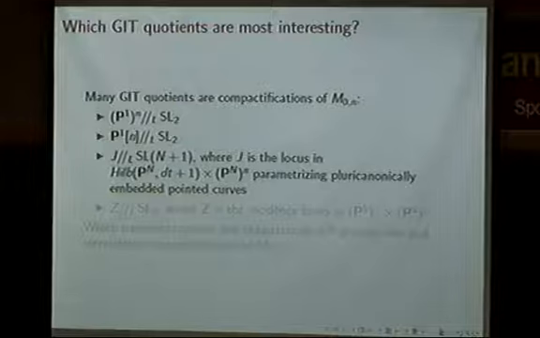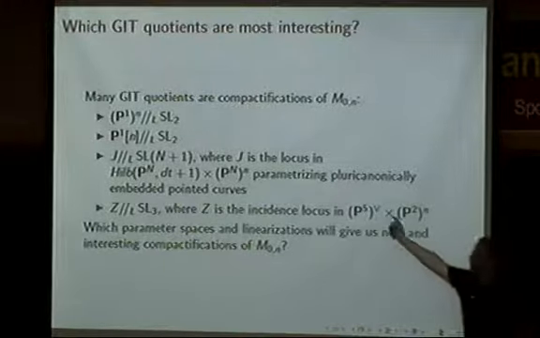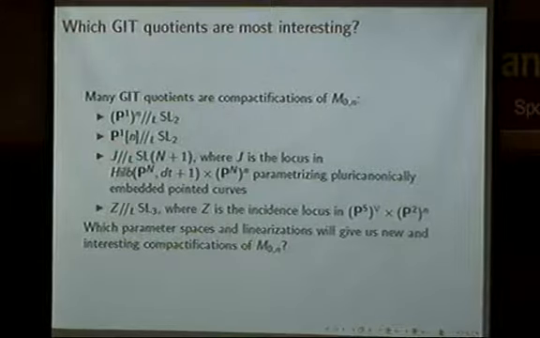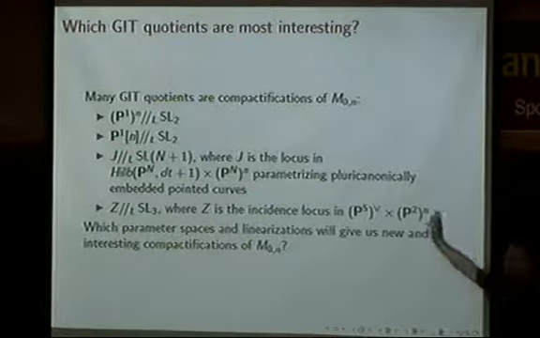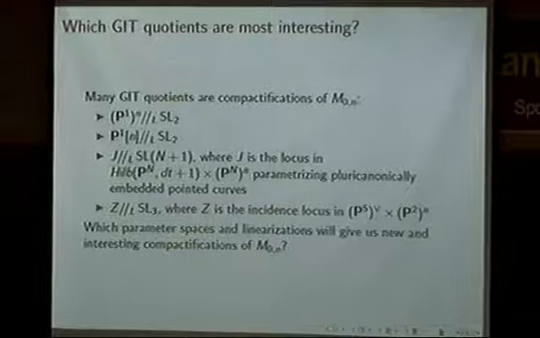Or, more recently, here's something that's been studied. Instead of taking points on a line and modding out by SL2, let's start with pointed conics. Okay, so I have a P5 dual parametrizing conics in P2, and I can look at the incidence locus where my points in P2 land on the conic. Okay, and then I could mod out by SL3, and once again, I have a choice of linearization. So a question that GIT experts need to answer to continue our research program is, which parameter spaces and linearizations will give us new and interesting compactifications of M0n?